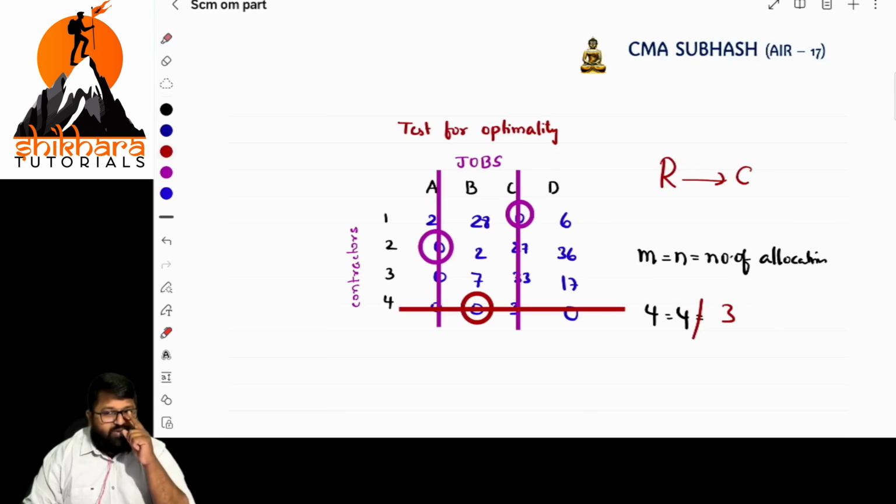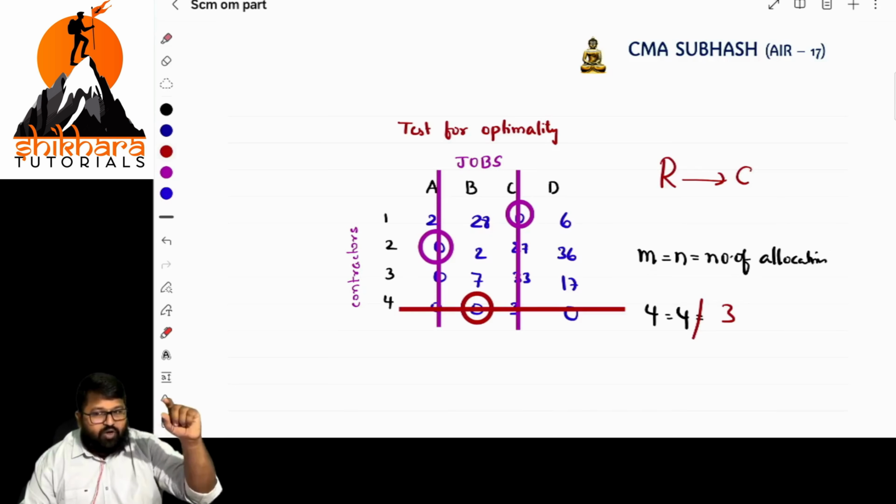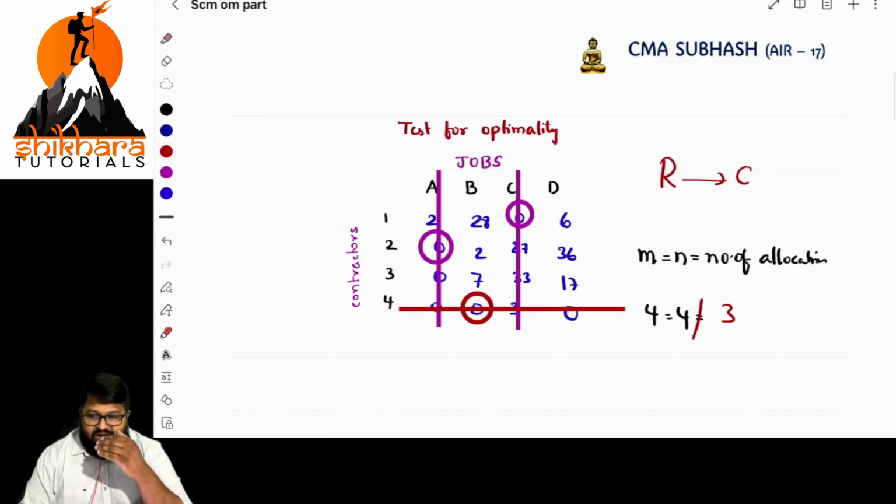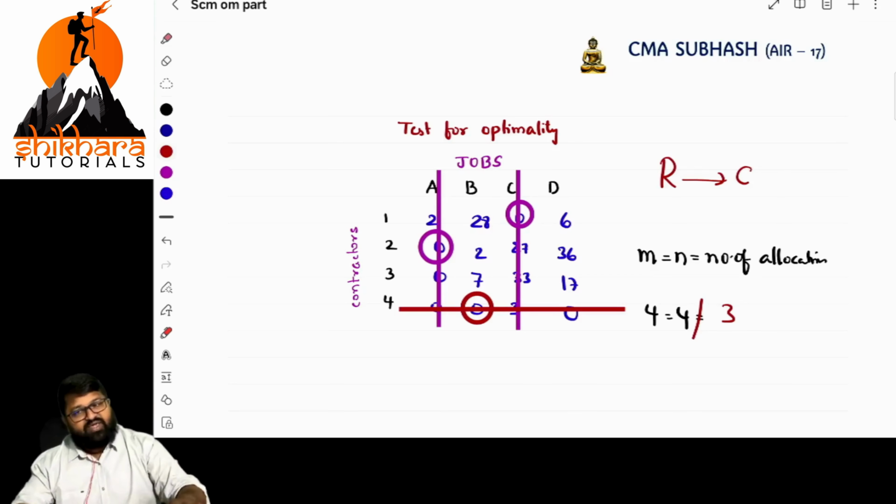For everything, the basic fundamental rule is that for row operation, the end matrix we get will be the starting point for column operation. In the column operation, whatever last matrix we get will be the starting point for the test for optimality. In the test for optimality, if m equals n equals the number of allocations, then fine. We reach the optimal solution, and we can go for optimal allocation and optimal solution.